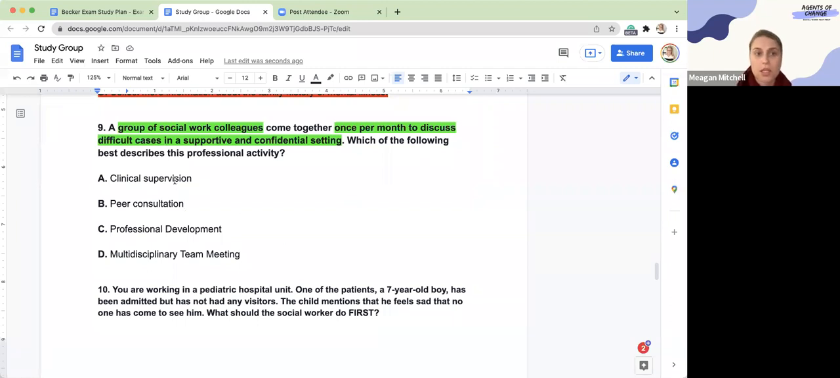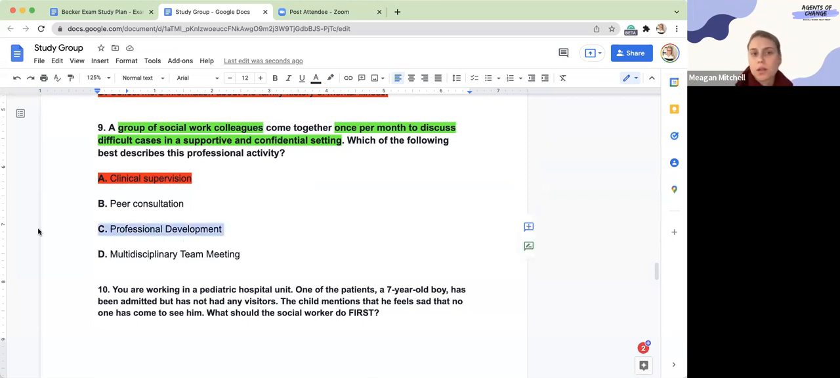So let's start eliminating. Is this clinical supervision? What would make this not clinical supervision? There's nothing that suggests that there is someone supervising another person, right? You might be talking about clinical things, but given the clues that we have, the definition, it's not clinical supervision. There's no one here that is assigned as a clinical supervisor.